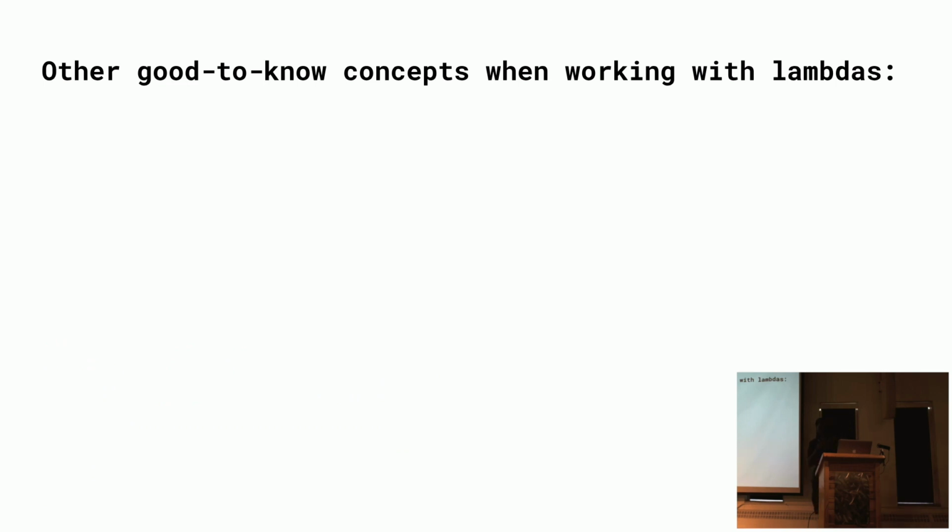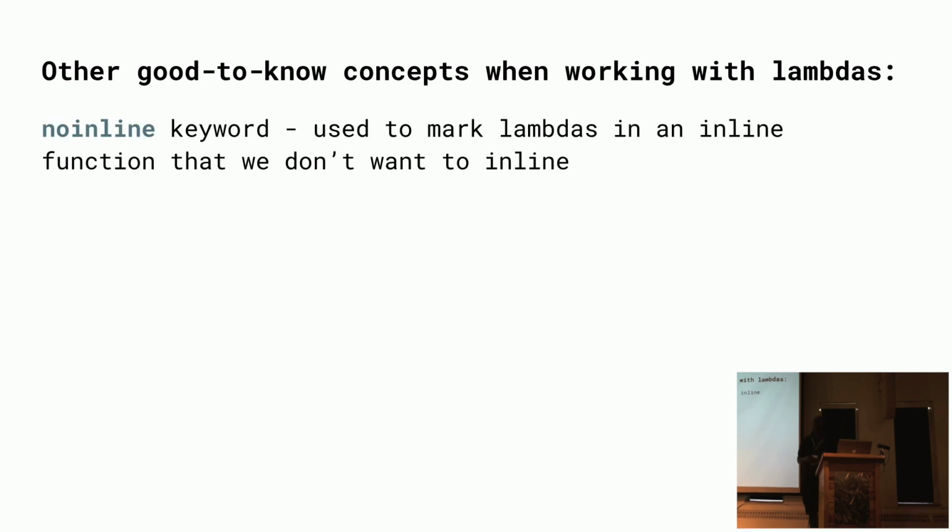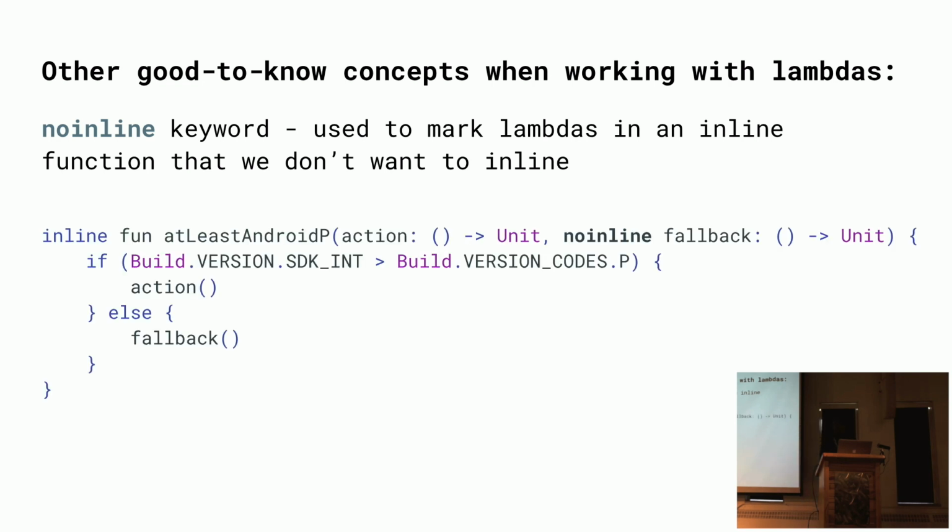I'm going to also talk about some other interesting concepts that you might need to know when working with lambdas. First is the noinline keyword. Just like the inline function we just saw, it's possible to have more than one lambda parameter in a higher order function. So let's say we want a fallback method for our function in case we're not running on Android P. But for some reason, because of our specifications, we do not want this method to be inlined. We have to explicitly tell the Kotlin compiler not to inline this method for us. And we use that with the noinline keyword.